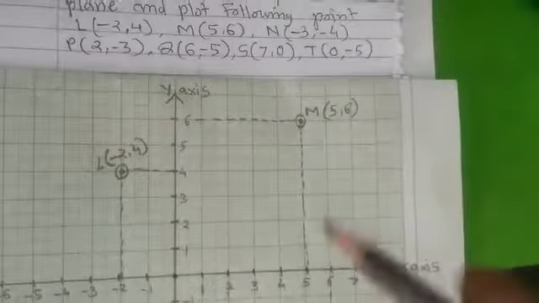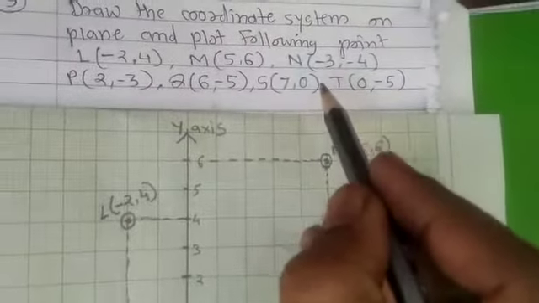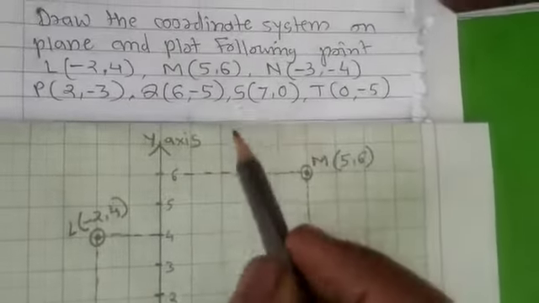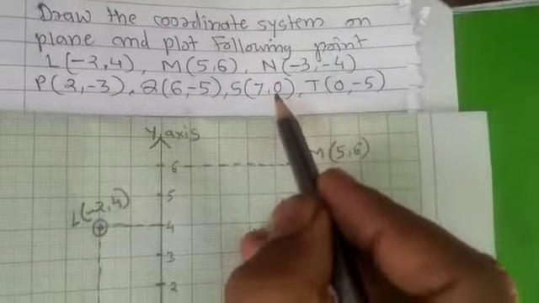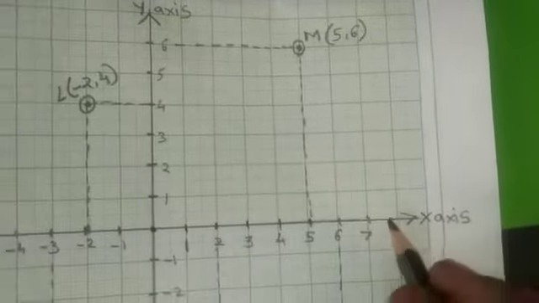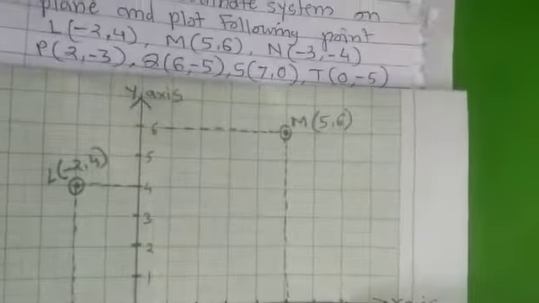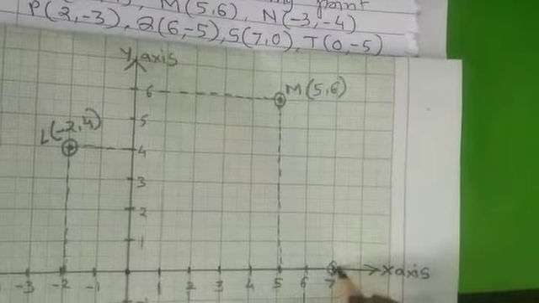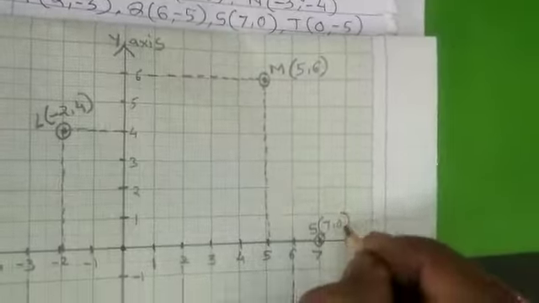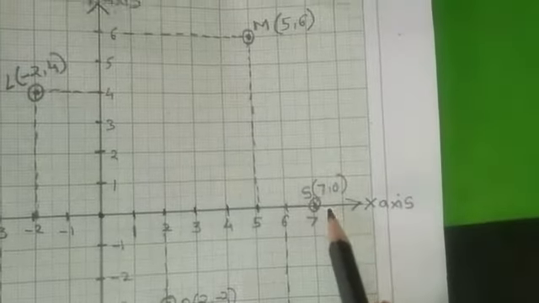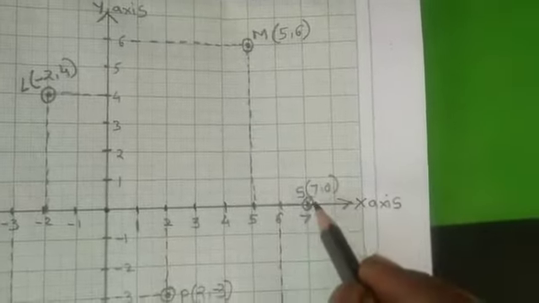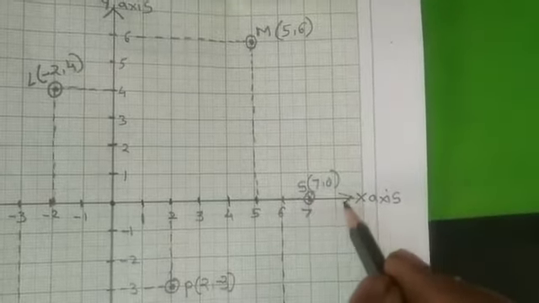The next point is S 7 comma 0. So where is 7 on x axis? These are the x coordinate and these are the y. We want to consider the x axis. Where is 7? See, this is the 7. So this is the point S 7 comma 0, and it is on the x axis. Okay, not on the quadrant. The point S is not on the quadrant, it is on the x axis.